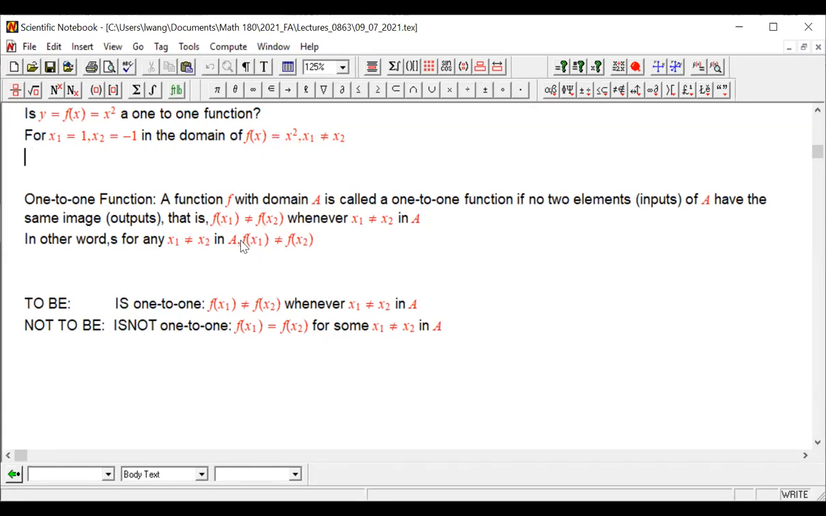Why do I do that? Because I want to relate to something in the definition. I have a pair x1 that's not equal to x2, and here they are; I even tell you what the values are. But the output 1 squared is the same as -1 squared. I don't need the parentheses. That is, f of x1 is equal to f of x2.